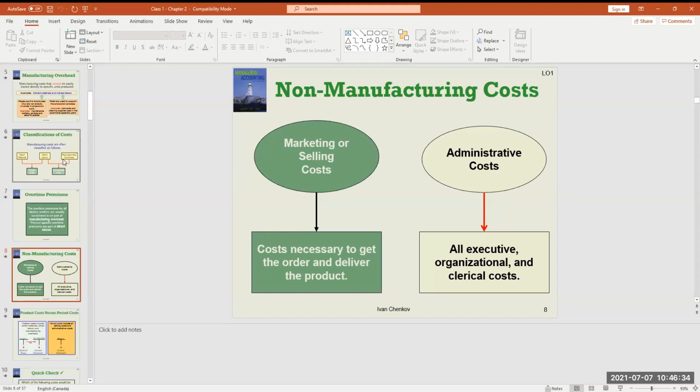Now, the non-manufacturing cost. So far, we've discussed manufacturing costs. Why? Because we're dealing with the production of the product. What are we going to do with the non-manufacturing cost? Well, the non-manufacturing costs, we're going to directly expense them on the income statement, of course.